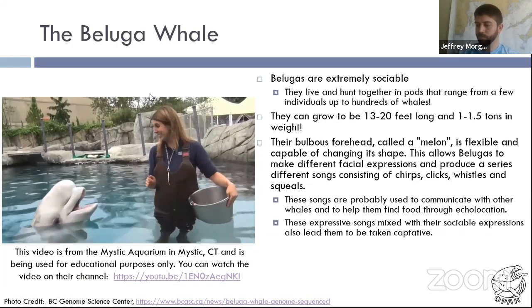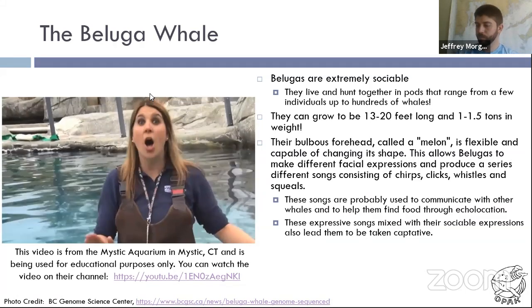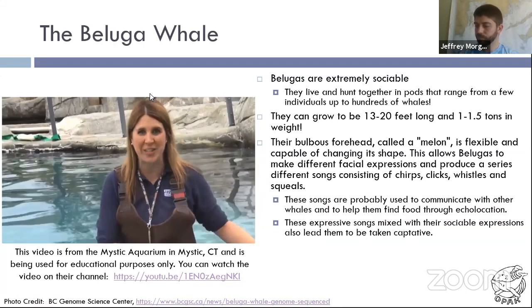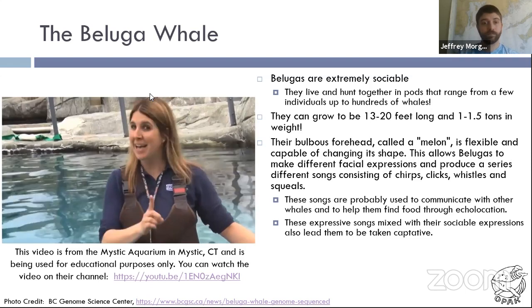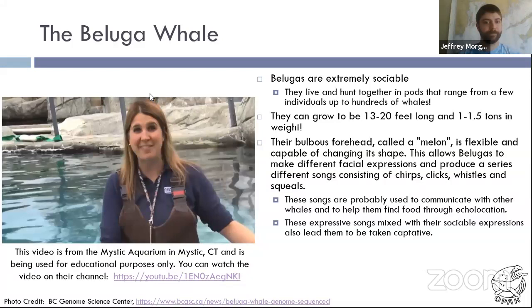Beluga whales can make a wide range of vocalizations, all the way from high-pitched sounds down to low-pitched sounds. They can make them at different frequencies as well. And because of this, they've earned the nickname the Canary of the Sea. Check this out.